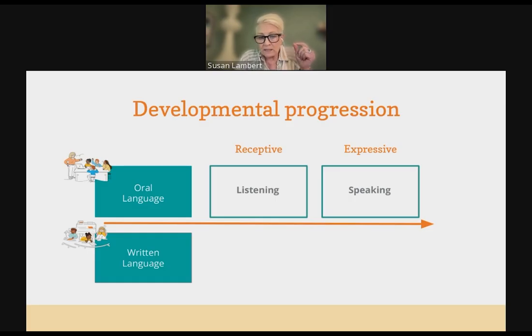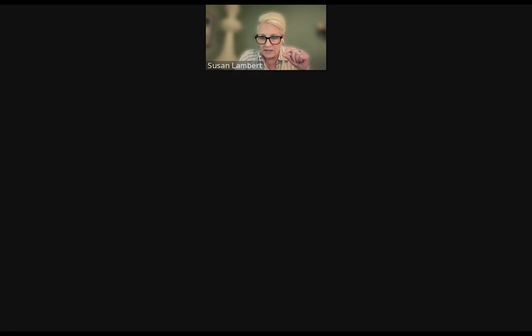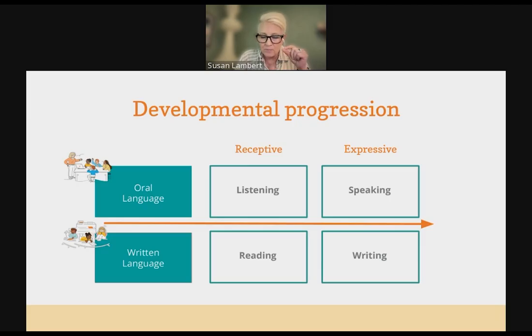We then have written language. So written language, obviously the receptive area of written language is reading. So how do we then take in information through the reading process? And then how do we communicate information then through the writing process? Written language is not naturally developing. This is the area that must be explicitly taught.